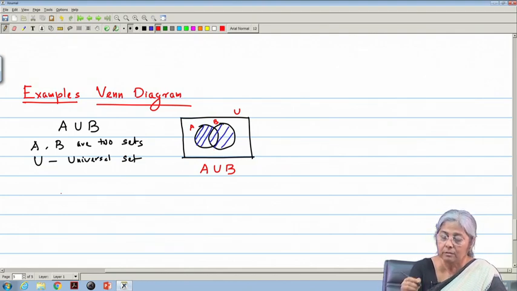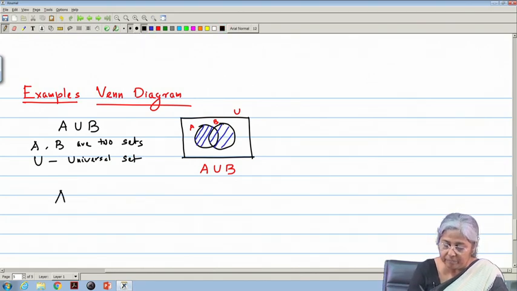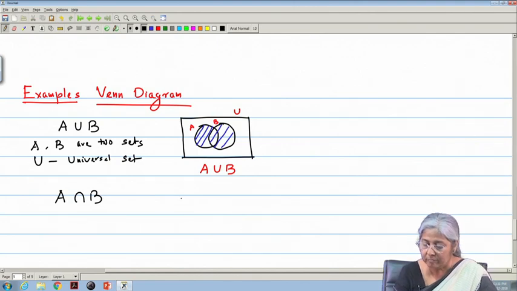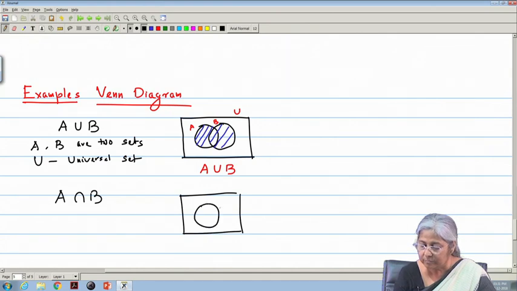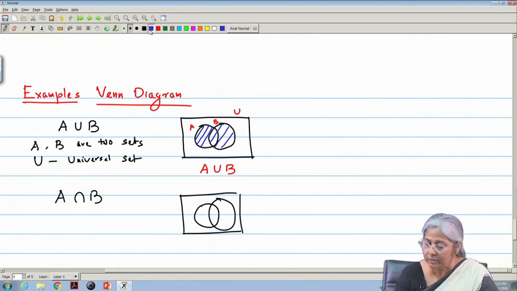Similarly, for A intersection B, the shaded part is both in A and B. So, this is my A intersection B.